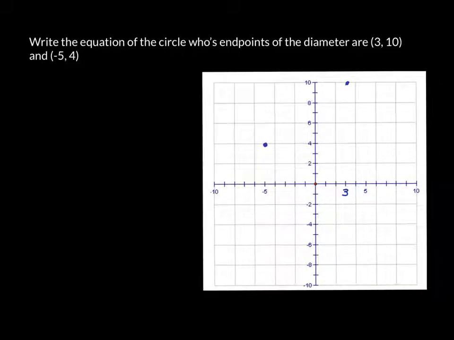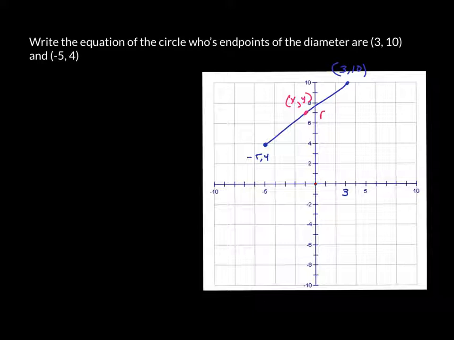All right, so I have this circle where the endpoints of my diameter are at (3, 10) and down here at (-5, 4). Now that's the entire diameter of my circle. What I need to do with this is first find my radius. So there are two things I have to find. I have to find the radius, and then I have to find the exact value of the center point in terms of x and y.